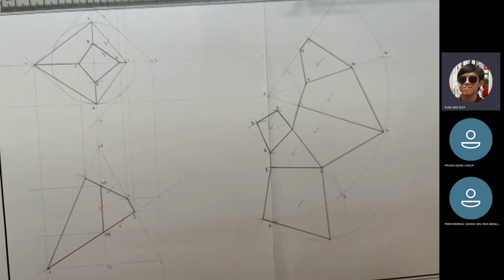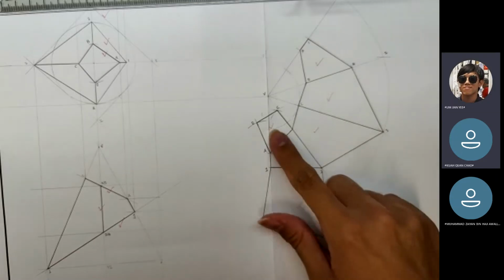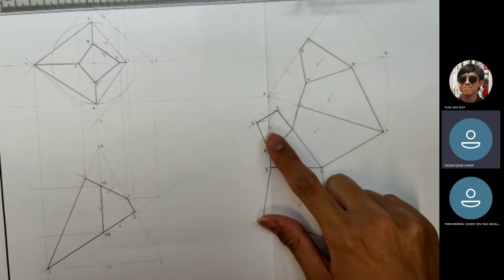Okay, stop recording. Wait. Can I ask something? Sure. Just now the basic shape, right? Can you show how to get the top one? Oh, the top one. Yeah.